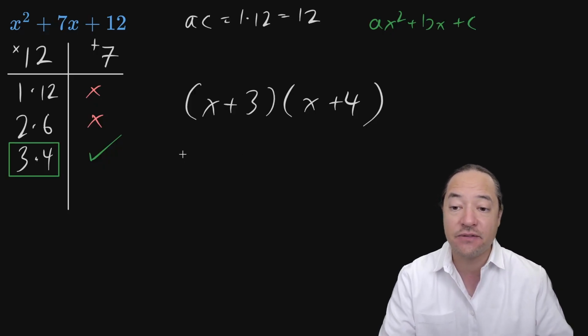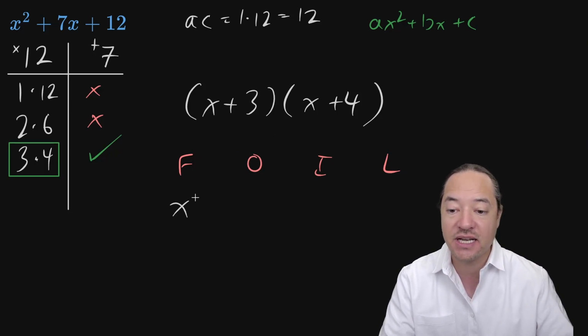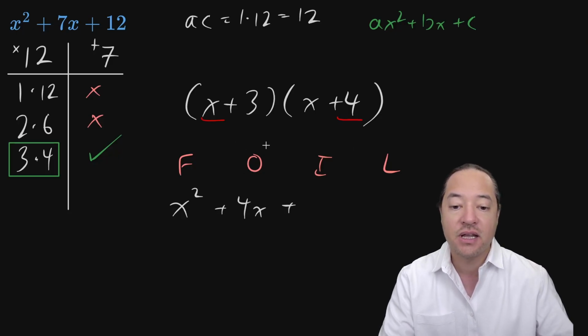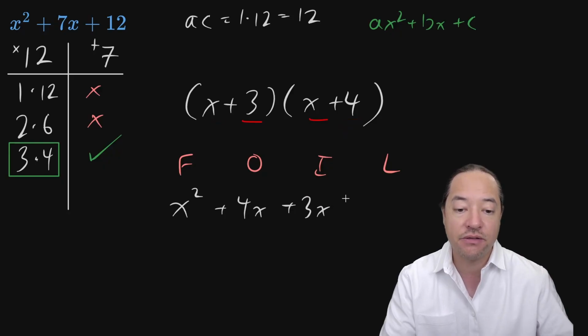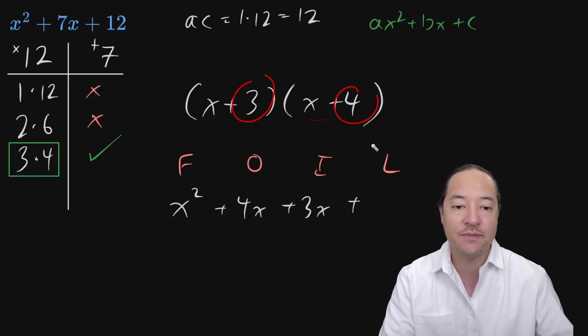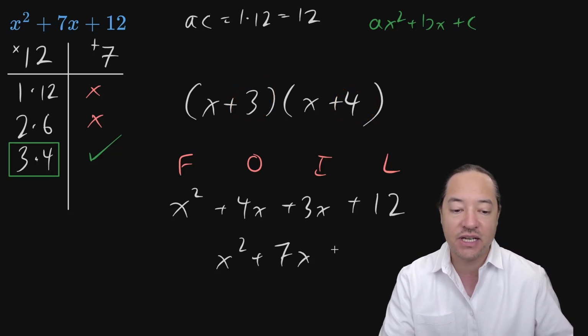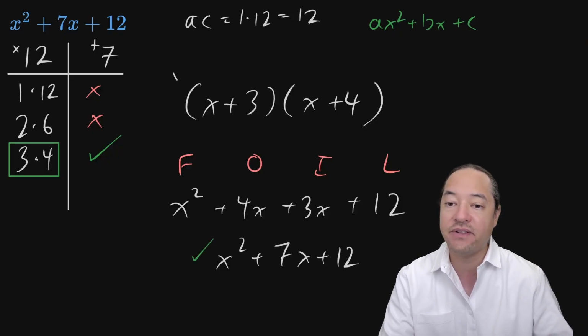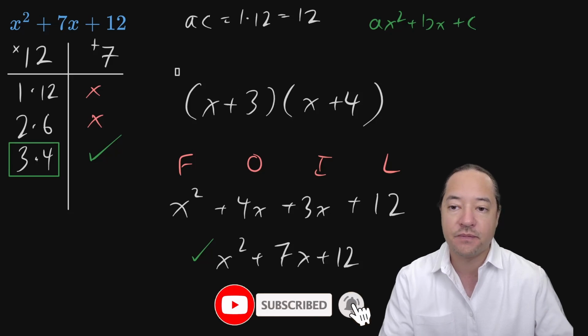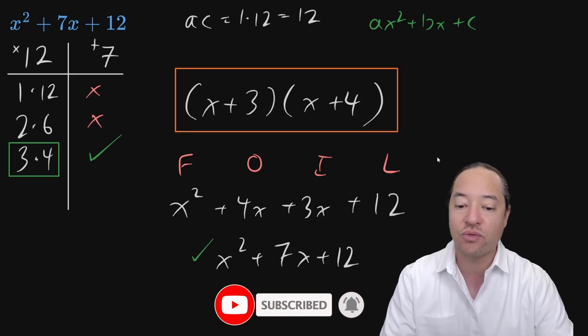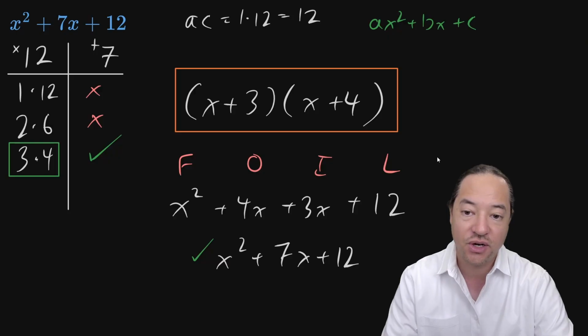And if you wanted to test this and FOIL it out, we could do that, right? So we could FOIL these 2 factors together, these 2 binomials. We'll get an x times an x, that's an x squared. Outer times outer, that'll give us a 4x. Then inner times inner, that's going to give us a 3x. And finally, last times last, that's going to give us a 12. And we simplify this, we're going to get x squared plus 7x plus 12. And yeah, that's what we're looking for, right? That's exactly what we have here. And so this is going to be the correct factored form of our original expression right over there.